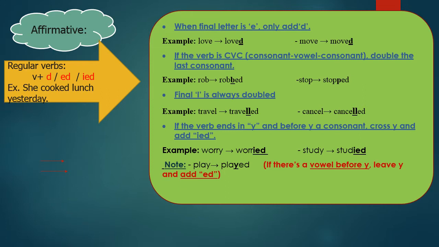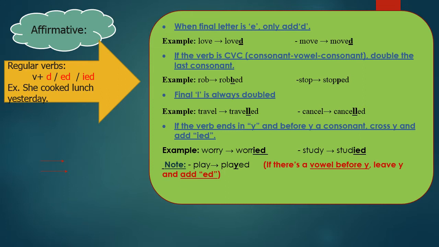Okay, so here I add only D because the verb ends with E, like the verb love and move. They end with letter E, so I add only D to change them into the past simple. Number 2, if the verb is CVC, consonant, vowel, consonant, okay?